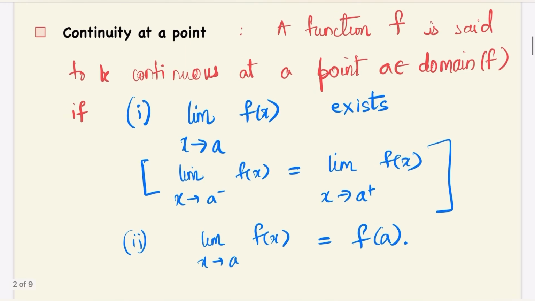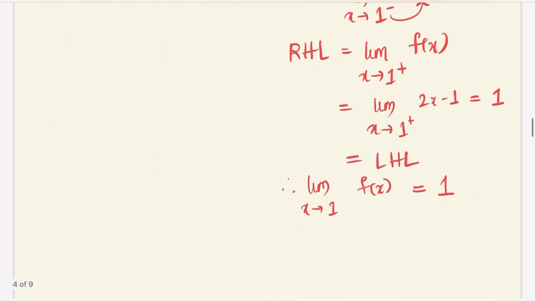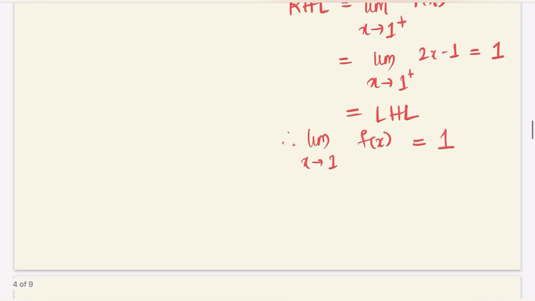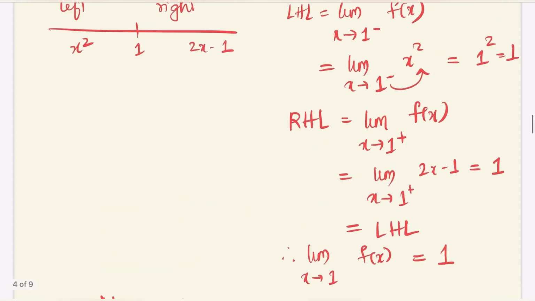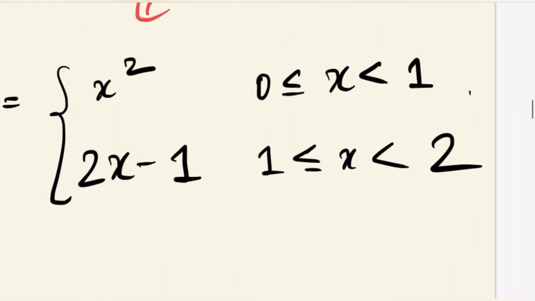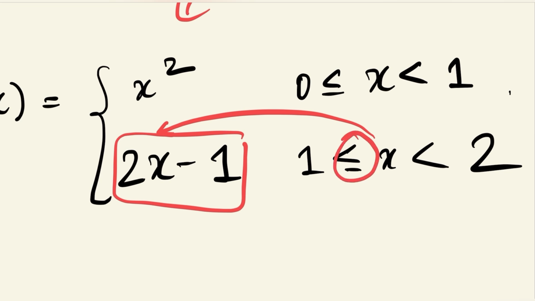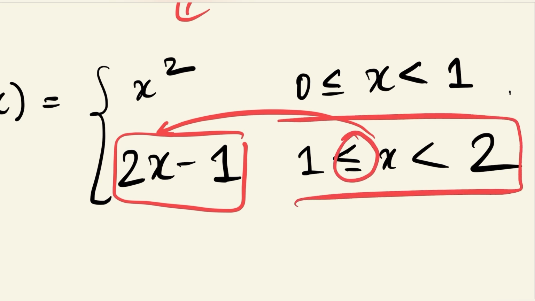Now we need to check the second point as well. We need to check whether the limit that we have just now found is equal to the value of the function at that point. So now you can say that f of 1, which means the value of f at 1, is, as you can see, given by the second piece, since the equality of x with 1 happens there. And for that, it is 2x minus 1.